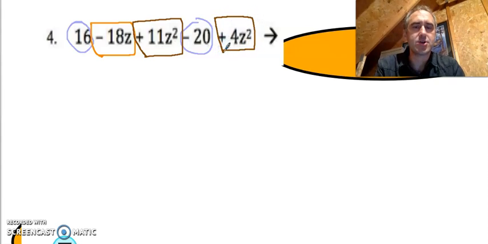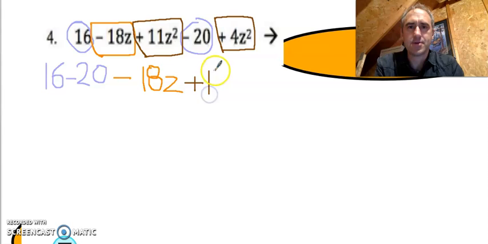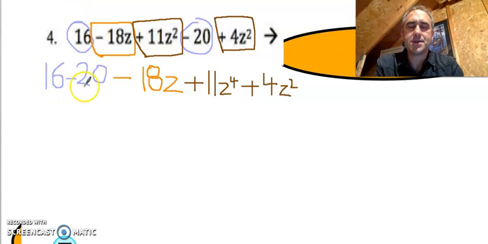So now I'm going to put my terms that are alike together and rearrange this into an answer. I have my 16 and I brought down my negative 20. Now I'm going to do the z. And now I'm going to bring down the plus z squared. 11z squared. And its partner, the 4z squared. 16 minus 20 is negative 4. The 18 doesn't go with anything else, so I'm just going to bring down the negative 18z.